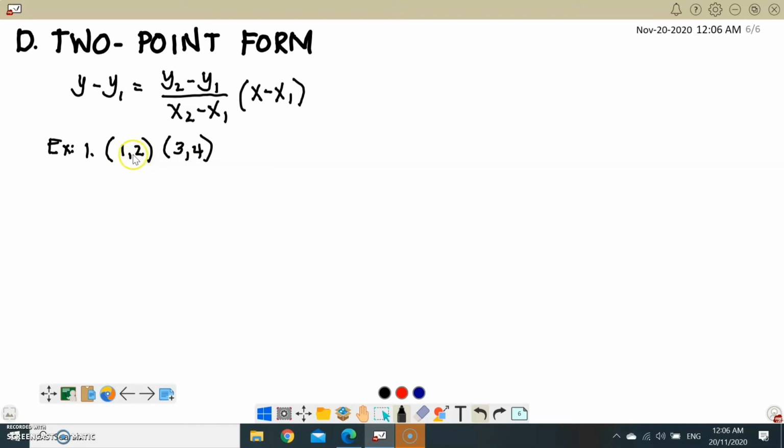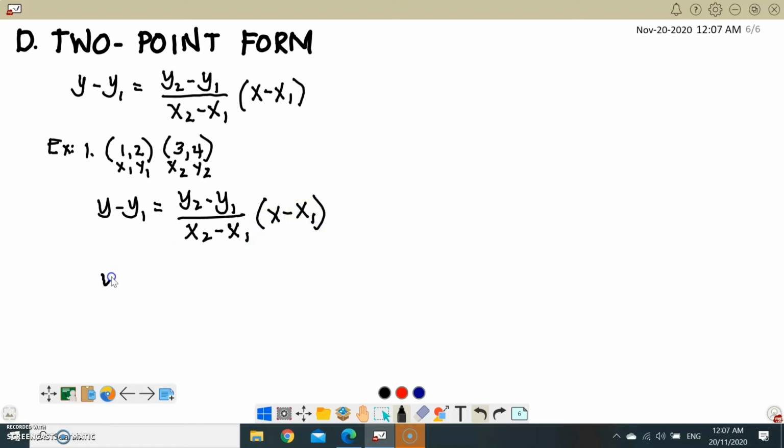The first coordinate, or the first ordered pair, is denoted as x sub 1, y sub 1. The second point is denoted as x sub 2, y sub 2. Now let us substitute the values into the given formula. Y minus y sub 1 is equal to y sub 2 minus y sub 1 over x sub 2 minus x sub 1, multiplied by x minus x sub 1. So y minus the value of y sub 1, which is 2. Y sub 2 is 4, y sub 1 is positive 2, x sub 2 is 3, x sub 1 is positive 1, multiplied by x minus the value of x sub 1, which is 1.